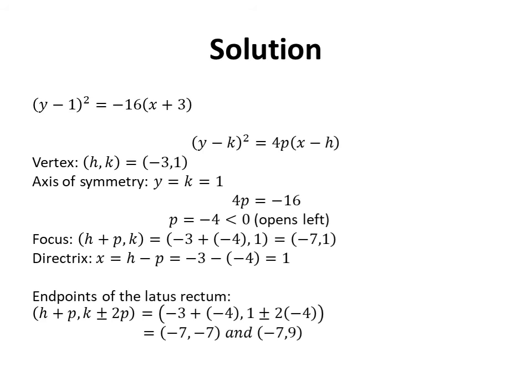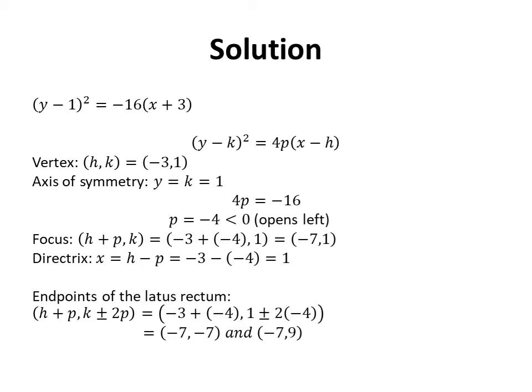Solution. The standard form that applies to the given equation is (y minus k) squared equals 4p times (x minus h). Thus, the axis of symmetry is parallel to the x-axis. It follows that the vertex (h, k) is (negative 3, 1). The axis of symmetry is y equals k, which is equal to 1. Since the value of p is negative 4, the parabola opens left.